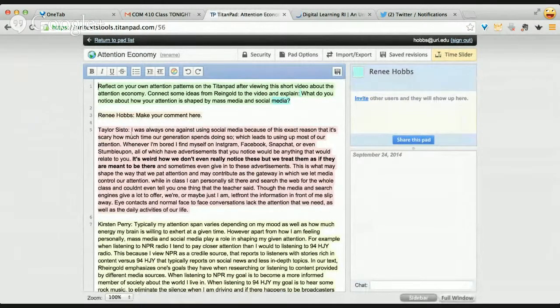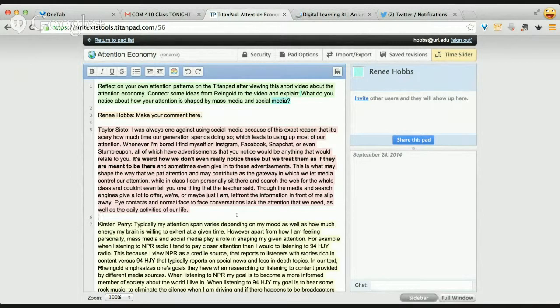I use bolding. So Taylor, you made the first comment, and you made this first comment here, and I highlighted this phrase because I thought it was really intriguing. You were talking about how the ads that we see on social media, they're called native ads, sometimes we don't even really notice them. We treat them as if they were meant to be there.